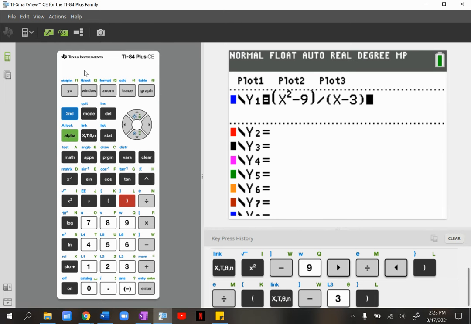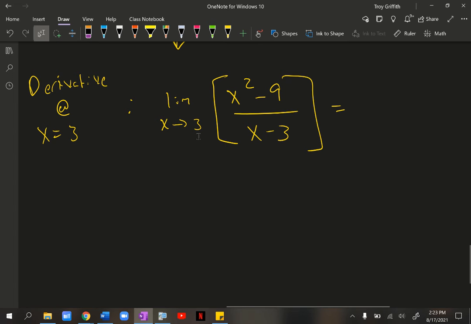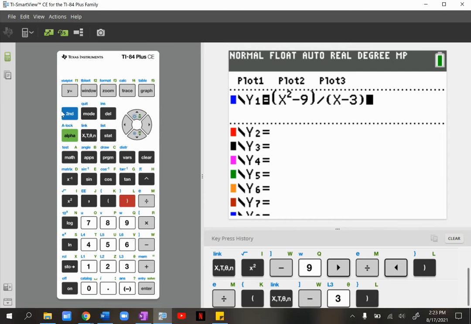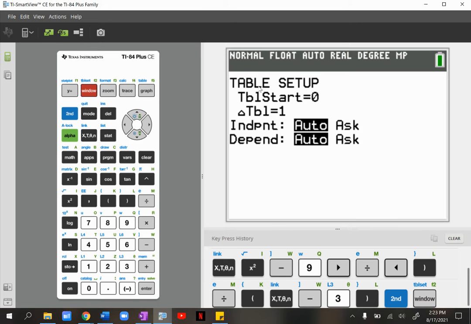Now what I'd like to do is set up a table that allows me to look at a bunch of points that are really, really close to 3 and getting closer and closer to 3 as we approach. So here's how I'm going to do that. It's important to know how to use a table on a calculator. I'm first of all going to press second window, and where it says table set, this is going to allow me to set up my table.